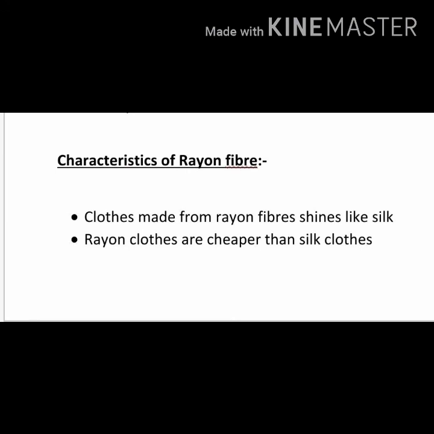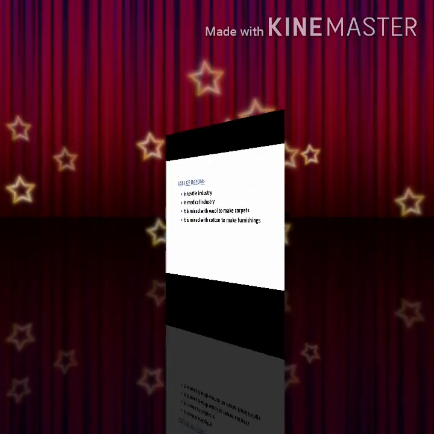Next, the characteristics of rayon fiber. Clothes made from rayon fiber look like silk, and rayon clothes are cheaper than silk clothes. These are the features, properties or characteristics of the rayon fiber.